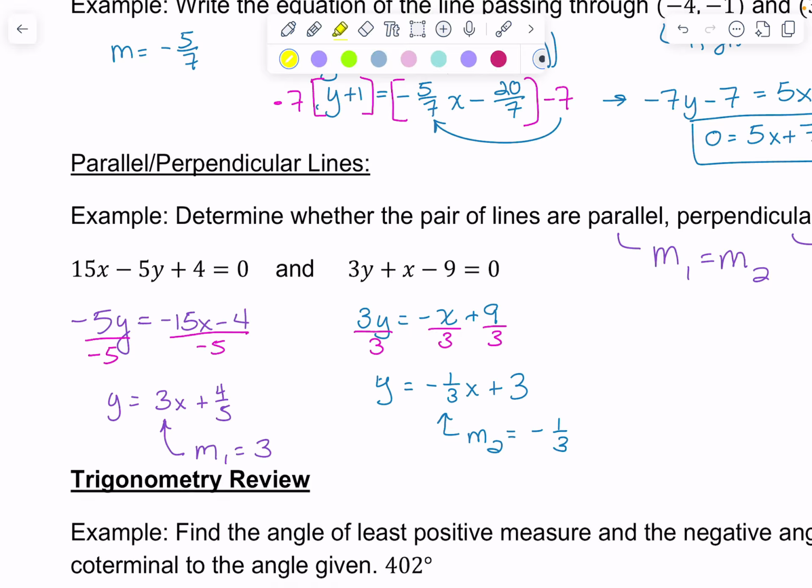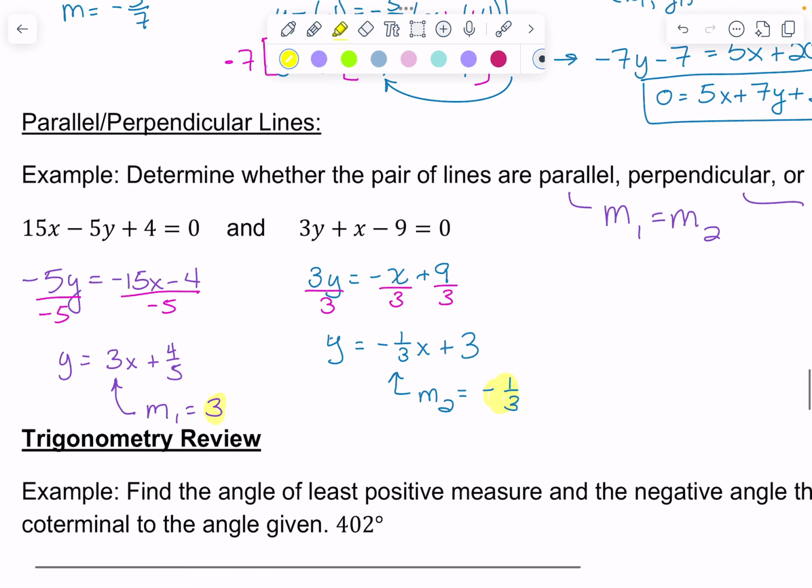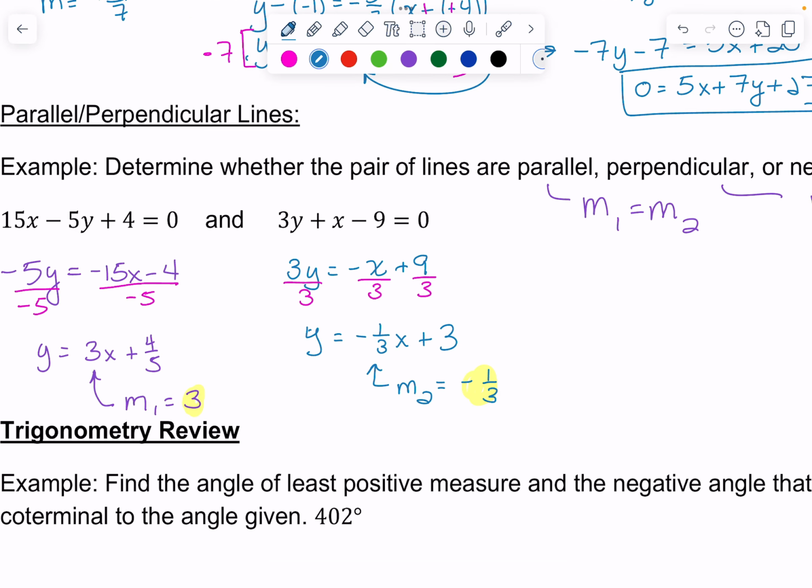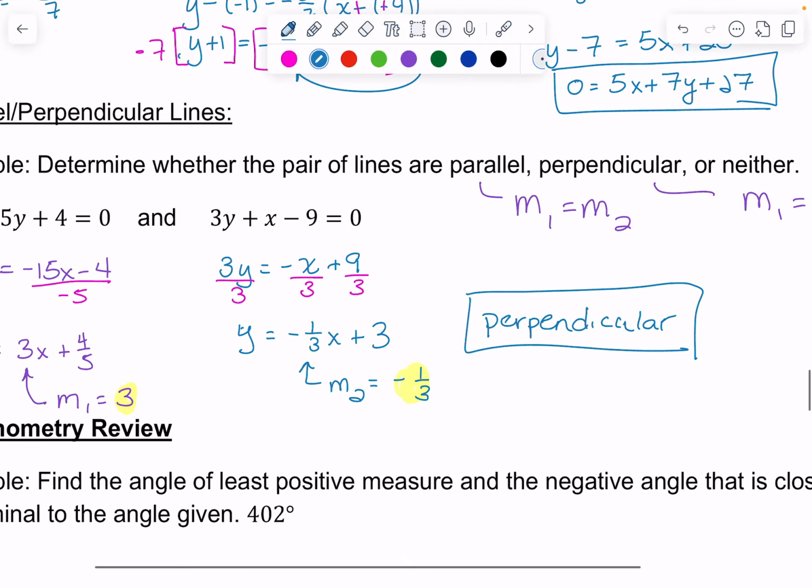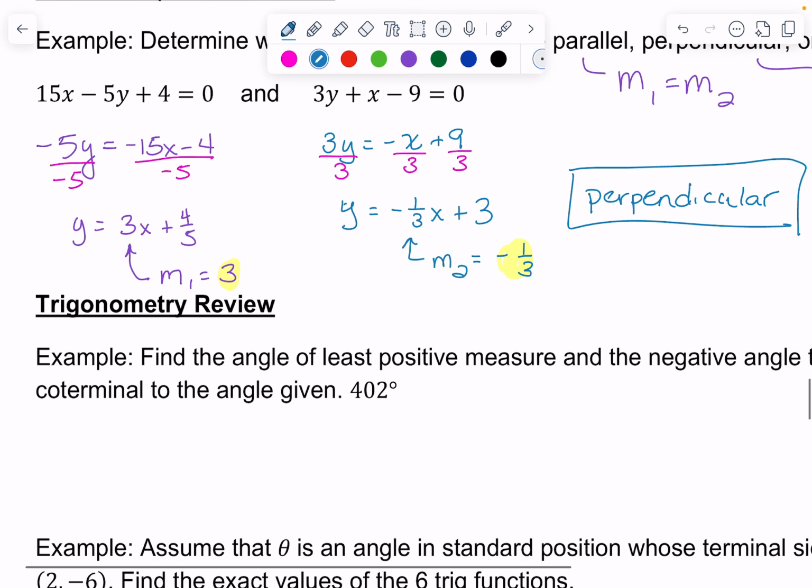And what you can see is that if I look at this 3 and the negative 1/3, they're negative reciprocals of each other. And so that means these are perpendicular lines. It's a funny looking R. All right. If M2 was equal to just negative 3, they would be neither, or if it was equal to 5 or anything besides 3. If M2 and M1 were both equal to 3, then we would have parallel lines. In this case, we had perpendicular. Anything else would be neither. All right.